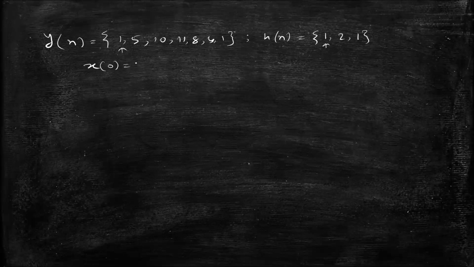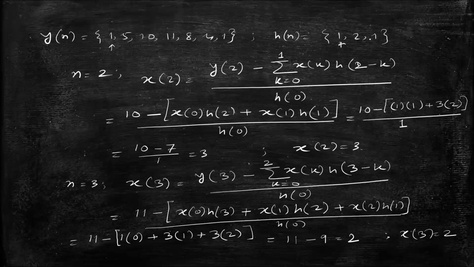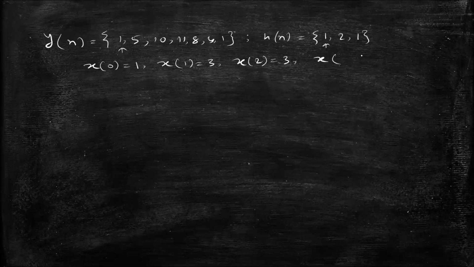x of 0 equal to 1, x of 1 equal to 3, x of 2 equal to 3, and x of 3 equal to 2. These are the values I found. Now x of n equal to 4. So 0, 1, 2, 3 and 4. That is the 5 samples you will get. So that is the last.